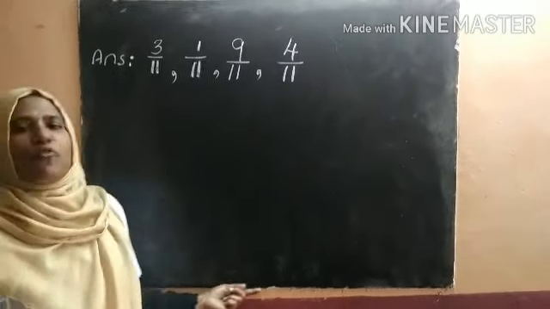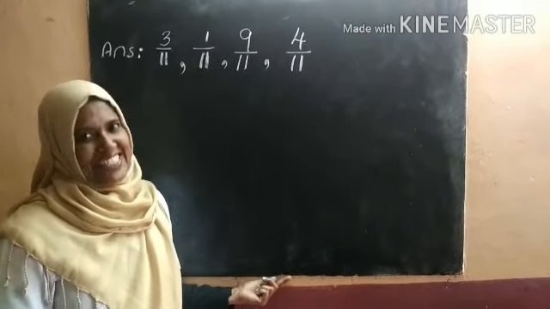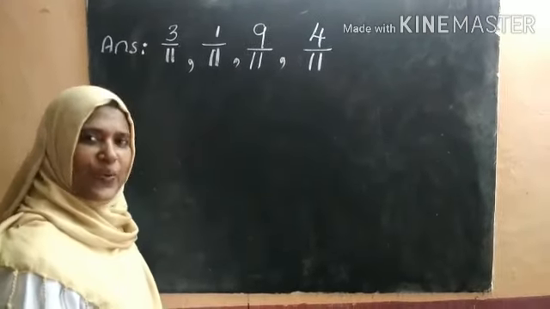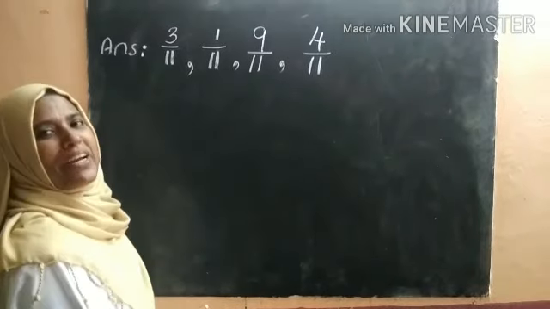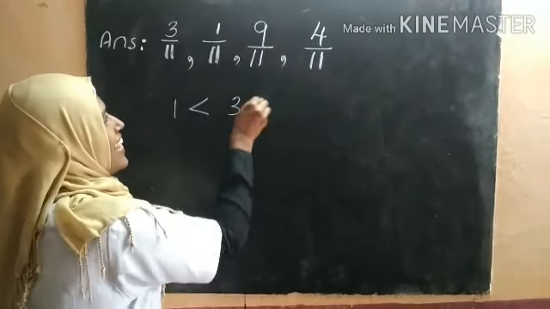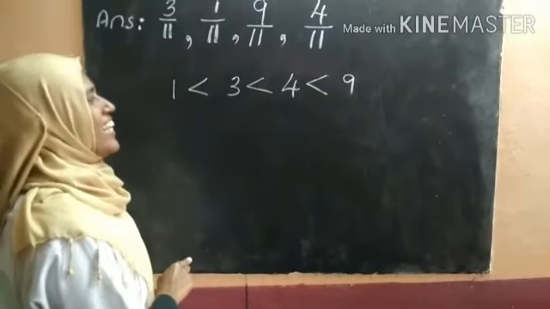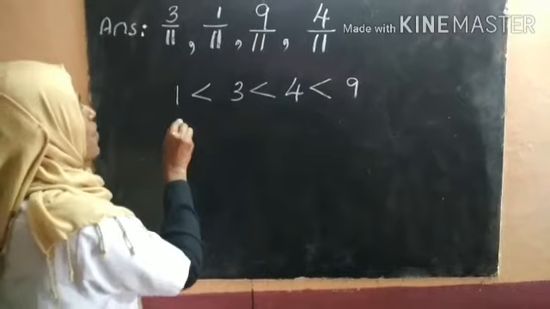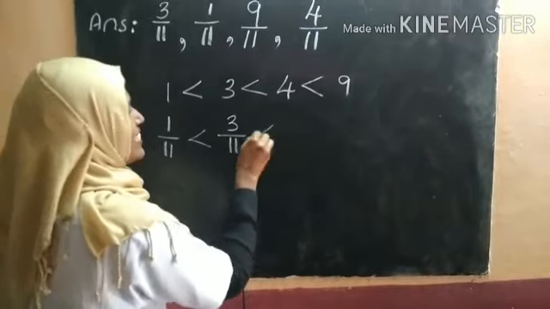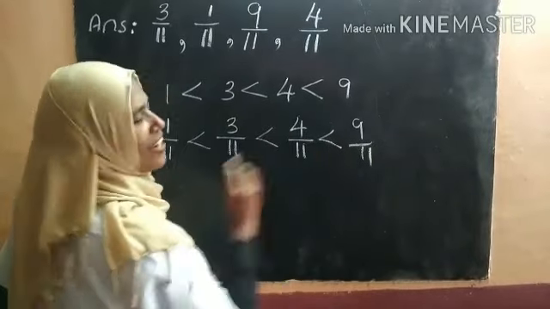Okay. We have already discussed how to compare like fractions. Yes. The fraction having the smallest numerator is the smallest fraction. So, let's arrange the numerators in ascending order. 1 is less than 3, which is less than 4, which is less than 9. Then next, arrange the fractions: 1 by 11 is less than 3 by 11, which is less than 4 by 11, which is less than 9 by 11.